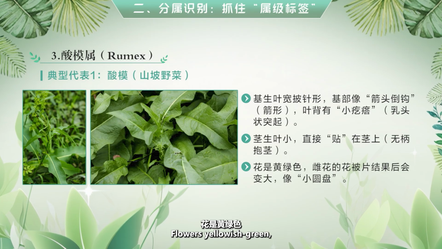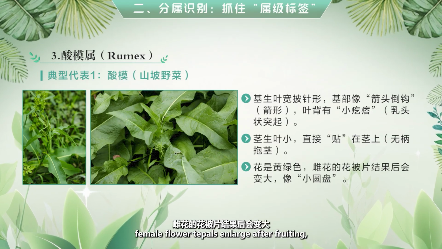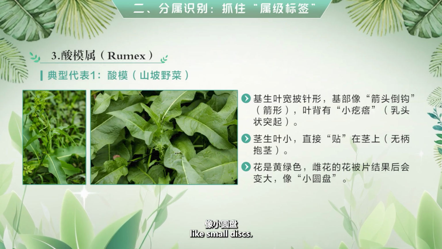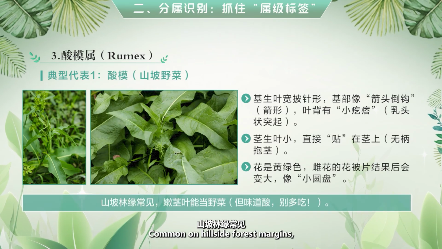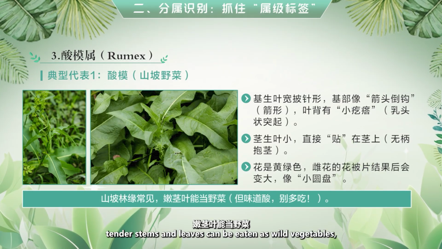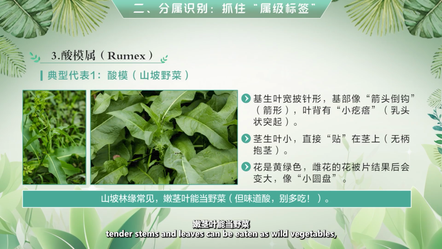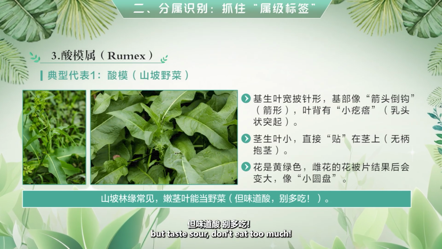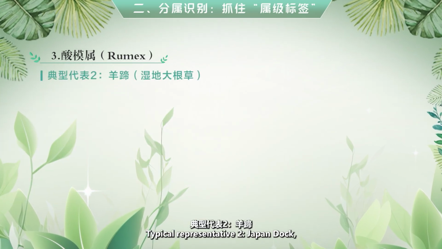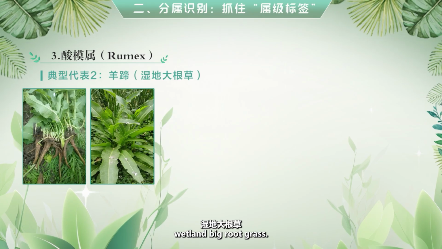Flowers yellowish green. Female flower tepals enlarge after fruiting, like small discs. Common on hillside forest margins, tender stems and leaves can be eaten as wild vegetables, but taste sour, don't eat too much. Typical representative 2, Japan dock, wetland, big root grass.